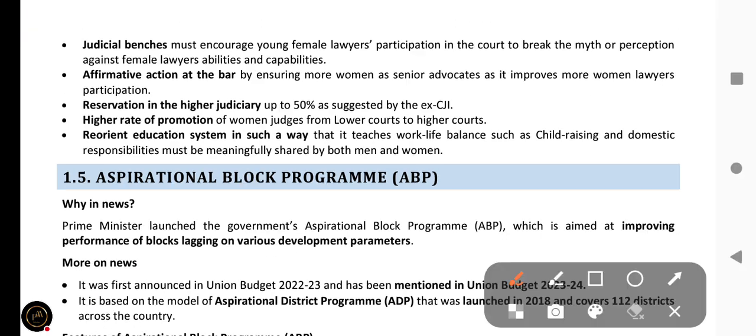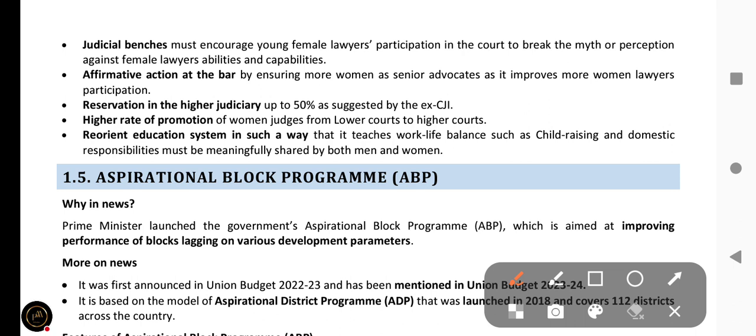Okay, and second solution is judicial benches must encourage young female lawyers' participation in the court to break the myth or perception against female lawyers' abilities and capabilities, because in most of the society women are seen as weak in front of the judicial cases. So this myth will be totally wiped out when judicial benches encourage young female lawyers' participation in the court.